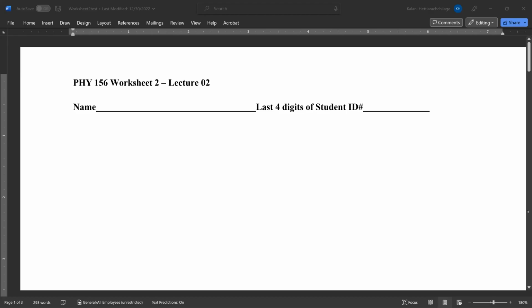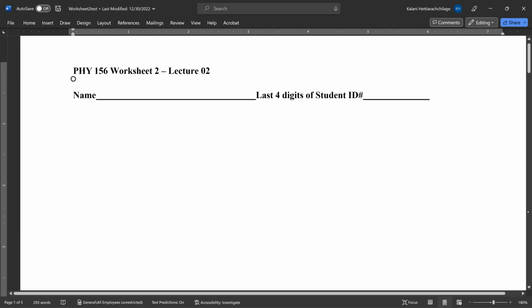Okay, hello everyone. So let's move into worksheet number 2 from lecture number 2. In lecture number 2, we are mostly talking about the electric field. In lecture number 1, we discussed Coulomb's law, that is, the electric force.